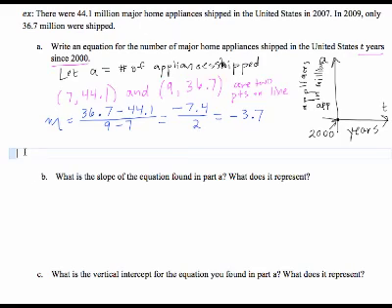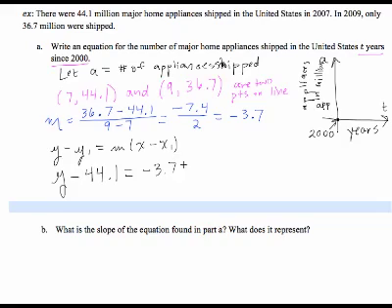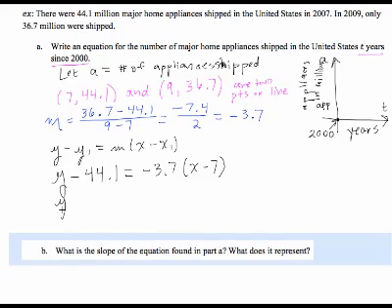I don't know the y-intercept, so I'm going to have to use point-slope form. So again, write the general form every time till you memorize it. y minus y1 equals the slope m times x minus x1. I can use either of these 2 points. I'll just go with the first one. So y minus 44.1 equals the slope times x minus 7. And let's go ahead and solve that for y because we're going to need the slope in part B.